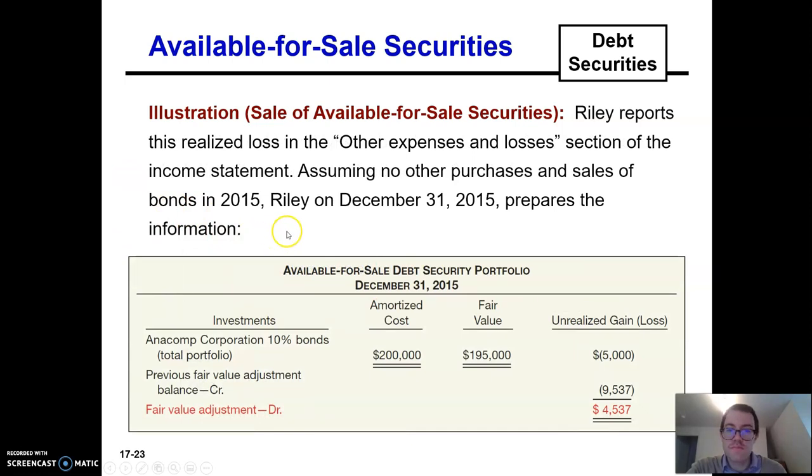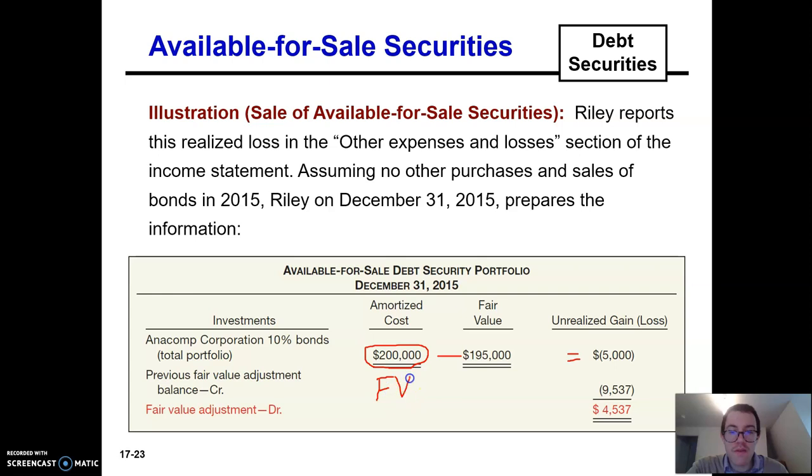Okay. So let's keep going with it a little bit. So then Riley reports this realized loss as an other expense or loss in their income statement. And they don't buy any more or sell any more bonds for the rest of the year. So we come to the end of the year, and they give you this information on their other bond, the Anacomp Corporation bond. Amortized cost is still $200K, of course. The fair value is now $195K. So we have an unrealized loss of $5,000.